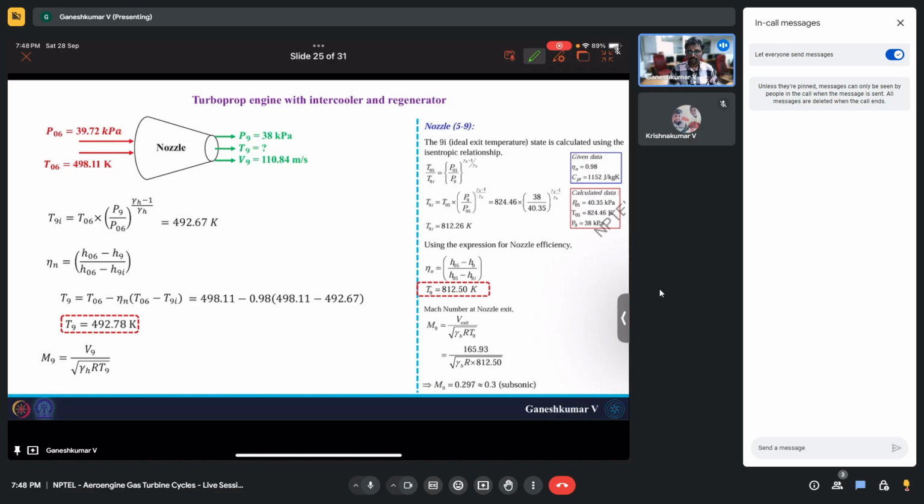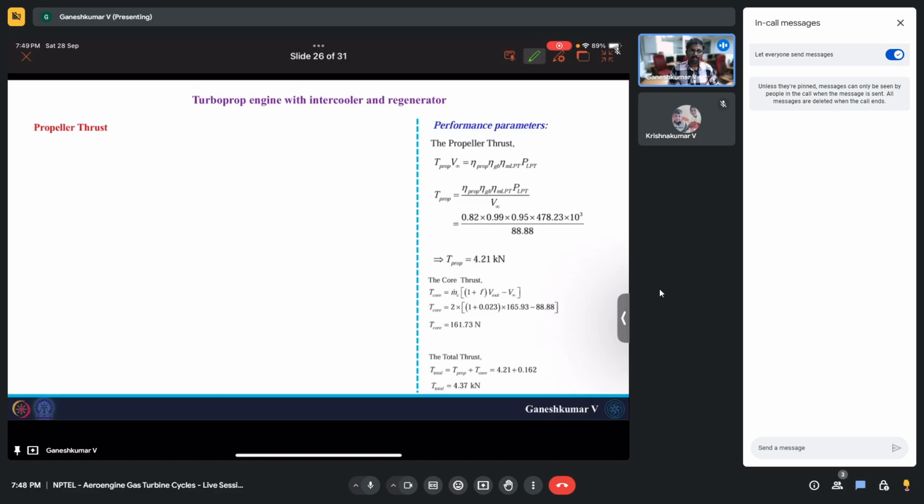So you can find the Mach number of the gases at the nozzle exit, that will be also reduced to 0.254. Okay, which makes sense because the velocity also reduced from 165 to 110 meters per second.